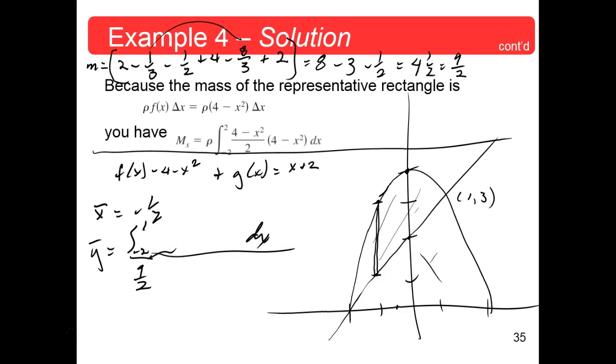Say again? Okay, x times x plus 2. Okay, how did you get that? We use the same distance that we use for the x. Oh, okay. Oh, okay.